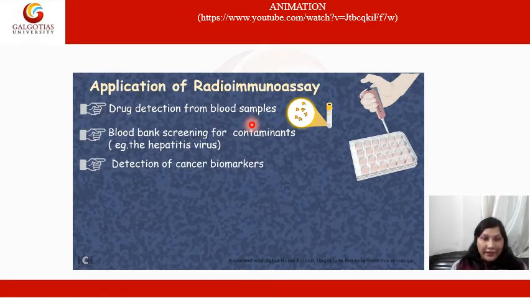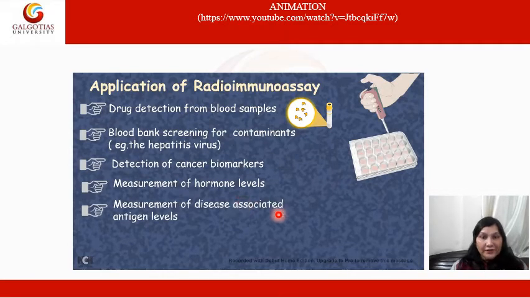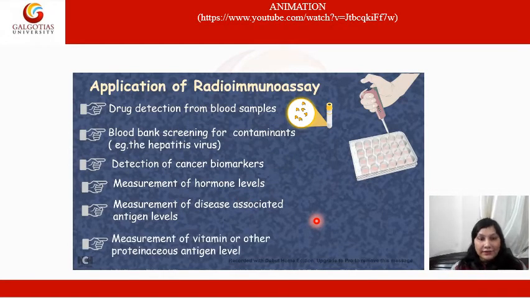Also detection of cancer biomarkers. This is one of the main applications nowadays. Measurement of hormone levels, measurement of disease associated with a particular antigen, and finally the measurement of vitamin or other proteinaceous antigen levels.